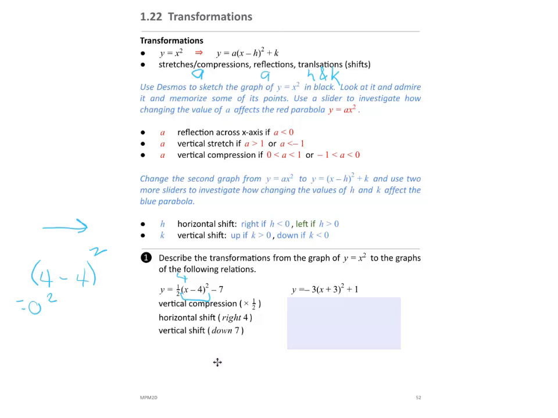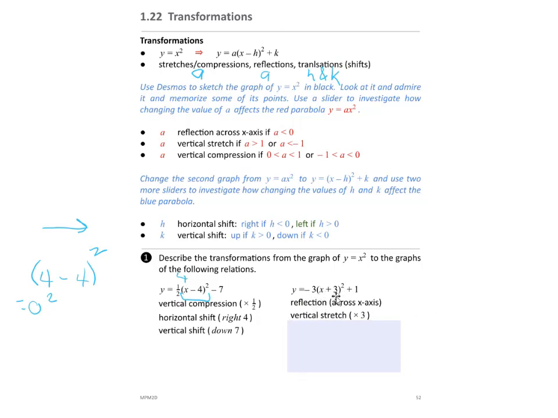So we're going to do the same thing on the next example. Let's take a look at the a value. It's negative 3. So it's going to be reflected across the x-axis because a is less than 0, like we have up in our first indication up here. Then it's less than negative 1. That means it's going to be vertically stretched because it's smaller than negative 1 or greater than positive 1. So it's going to be vertically stretched by a factor of 3 and reflected across the x-axis.